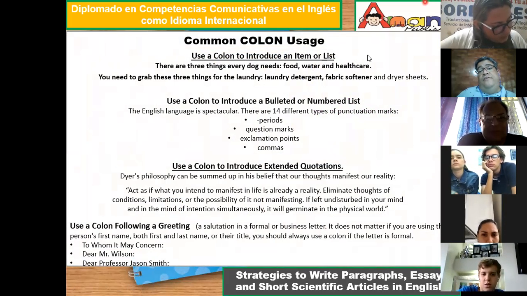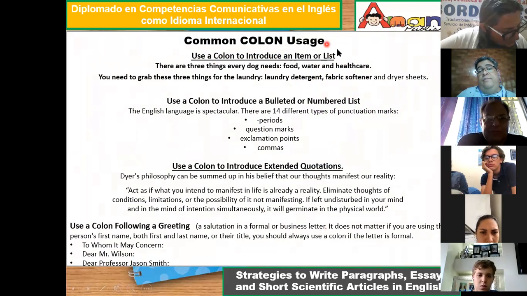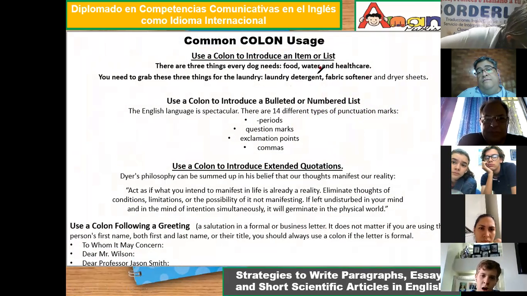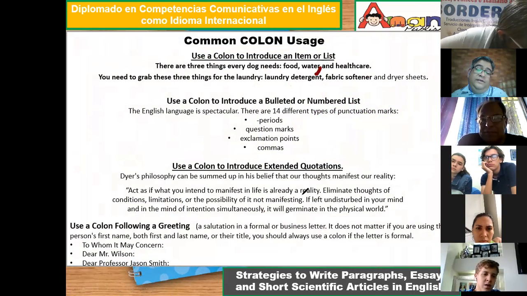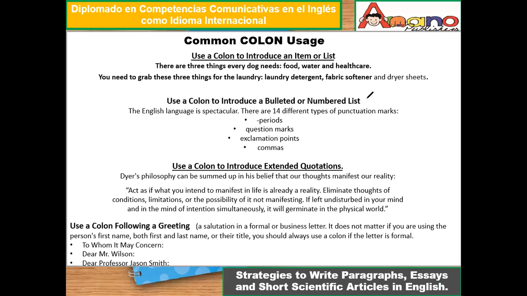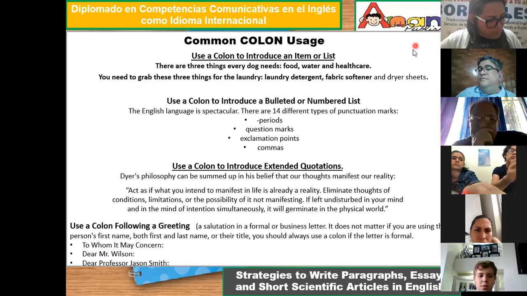Okay, for example, there are three things every dog needs: colon, food, comma, water, and healthcare. Yo también podría poner una coma acá. Pero eso es cuestión de estilística. Y de estilística hablamos cuando empecemos traducción. Understand? Okay. You need to grab these three things for the laundry: laundry detergent, comma, fabric softener. ¿Qué es fabric? Por cierto, ¿qué es fabric? Tela. Yes, es un cognado falso. And dryer sheets.